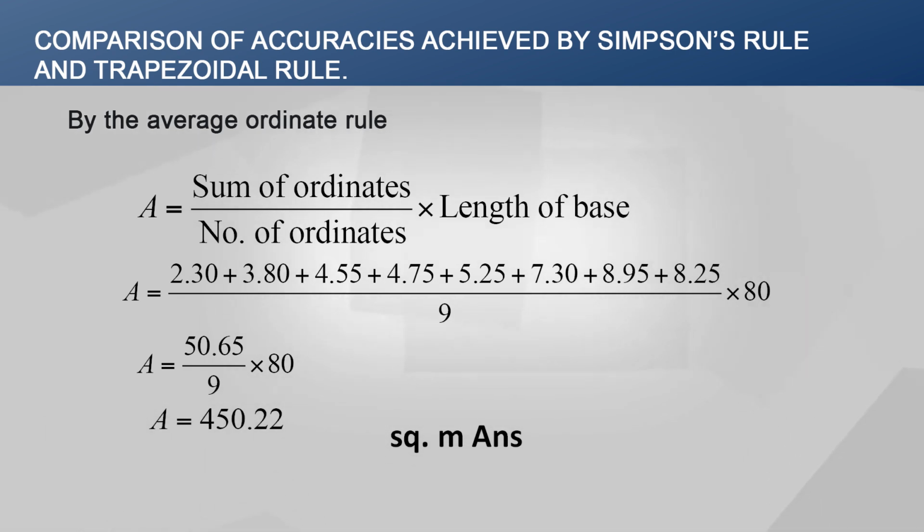How will we calculate the average ordinate? It will be the sum of ordinates divided by the number of ordinates, into the length of the baseline. So, for the sum of ordinates, we can substitute the values 2.3 plus 3.8 plus 4.55 plus 4.75 plus 5.25 plus 7.3 plus 8.95 plus 8.25. Number of ordinates is 9, length of the base is 80 meter. So, after doing the calculation, we will get area as 450.22 square meter.